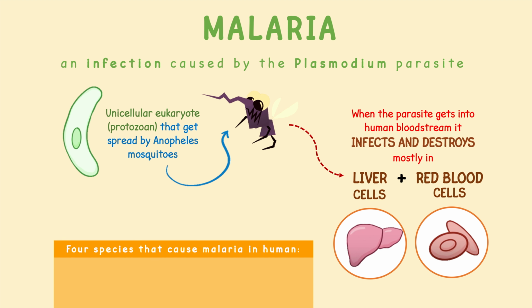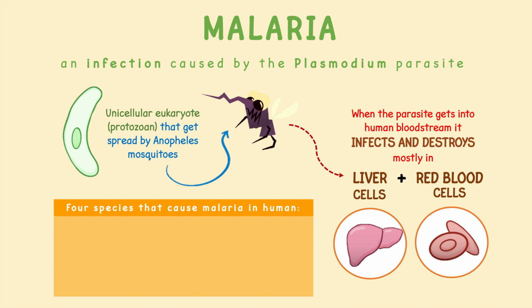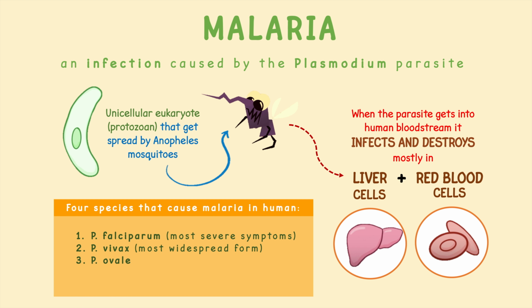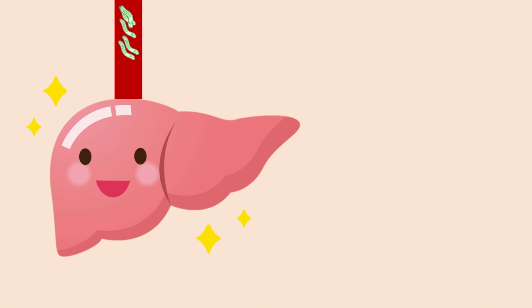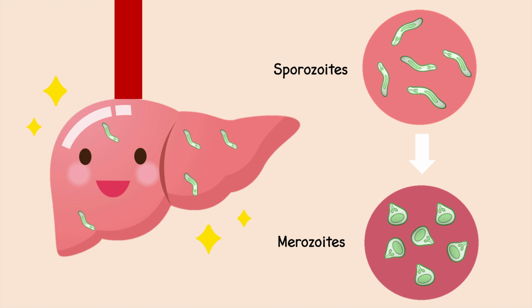There are 4 species of parasite that cause malaria in humans, which are P. falciparum, P. vivax, P. ovale, and P. malariae. When the mosquito bites you, the sporozoite gets into your blood system. The sporozoites get into the liver where they replicate and form into merozoites. The merozoites continue replicating themselves, causing the liver cell to explode.